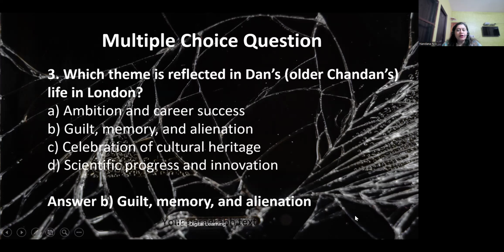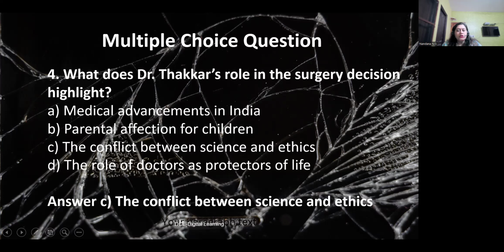Which theme is reflected in Dance, that is older Chandan's life in London? Ambition and career success, guilt, memory and alienation, celebration of cultural heritage, or scientific progress and innovation? The answer is option B, guilt, memory and alienation. What does Dr. Tucker's role in the surgery decision highlight? Medical advancements in India, parental affection for children, the conflict between science and ethics, the role of doctors as protectors of life. The answer is option C, the conflict between science and ethics.